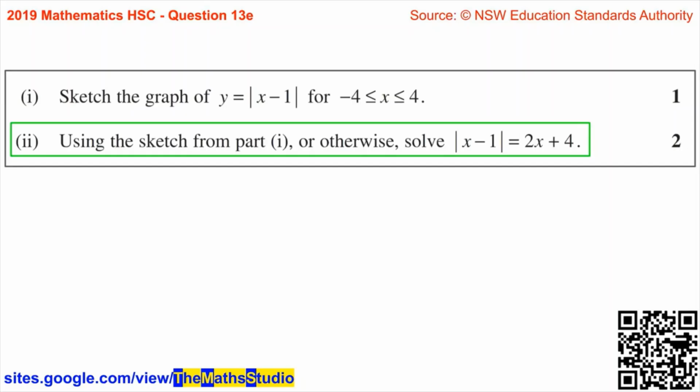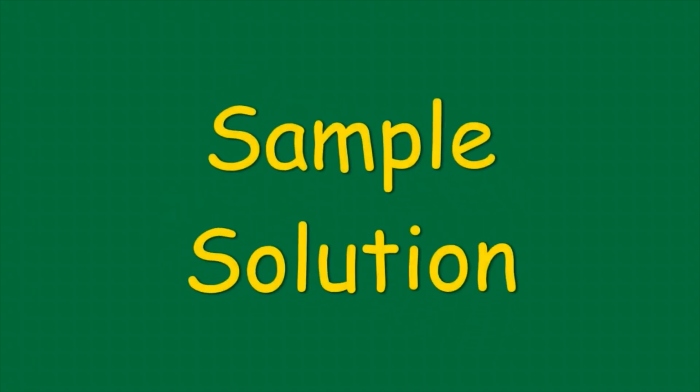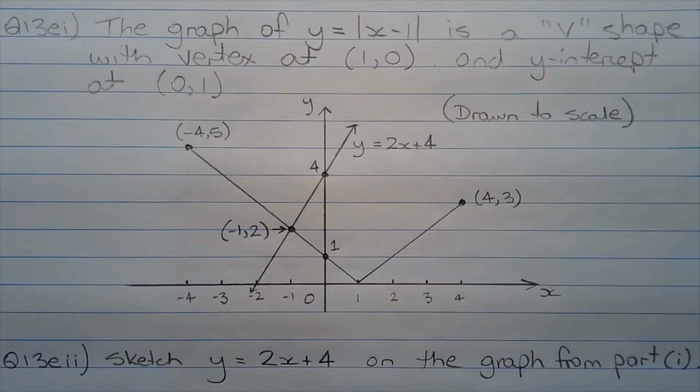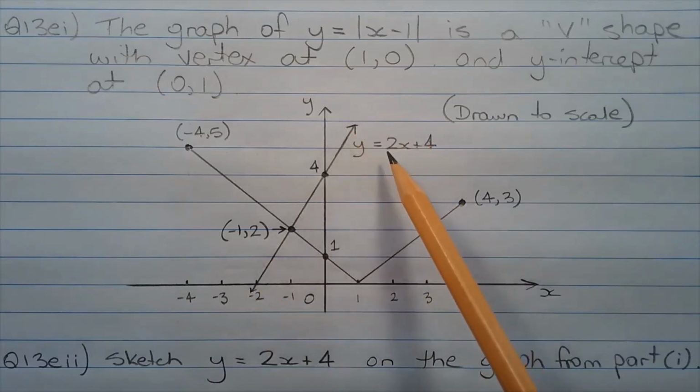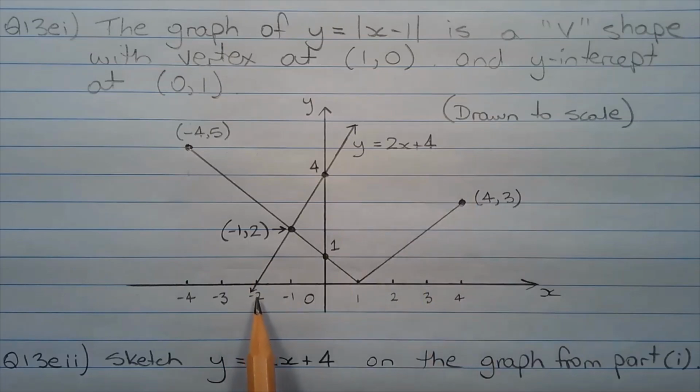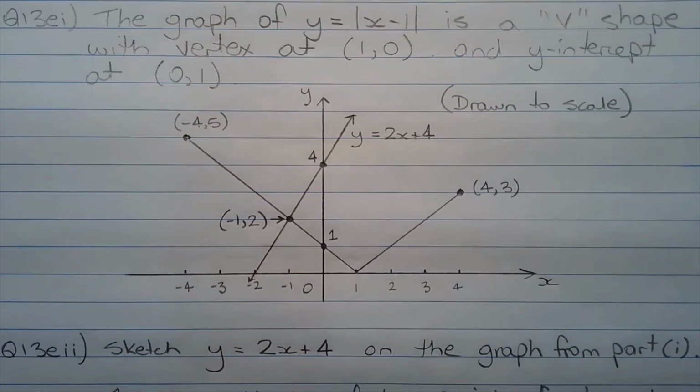Part 2. Using the sketch from Part 1, or otherwise, solve the absolute value of x minus 1 equals 2x plus 4. We can solve the equation graphically by sketching y equals 2x plus 4 on the graph from Part 1. So here is the graph of y equals 2x plus 4. It's a line with gradient 2 and y-intercept of 4. The x-intercept is negative 2. Note the point of intersection, negative 1, 2.